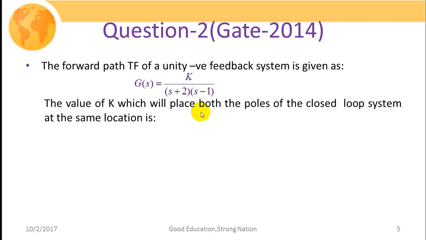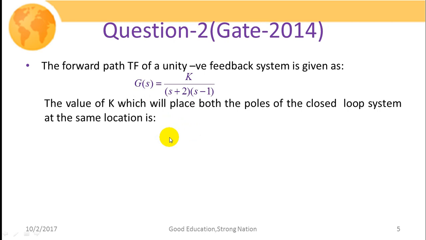The forward path transfer function of a unity negative feedback system is given as G(s) equal to K upon (s plus 2) into (s minus 1). The value of K, which will place both the poles of the closed loop system at the same location, is. So here the open loop transfer function is given and we have to find the closed loop transfer function.